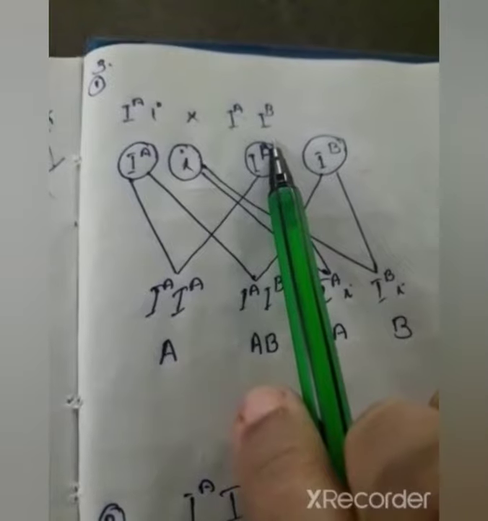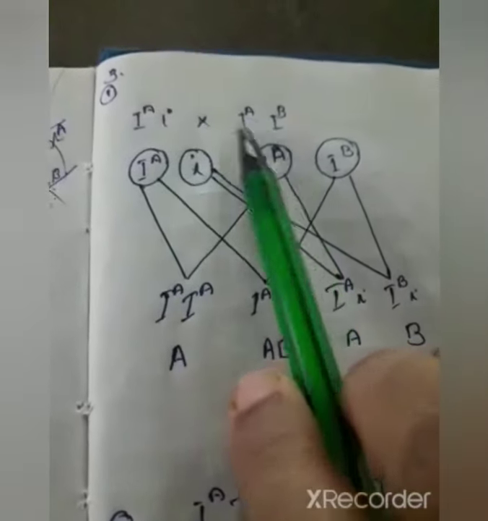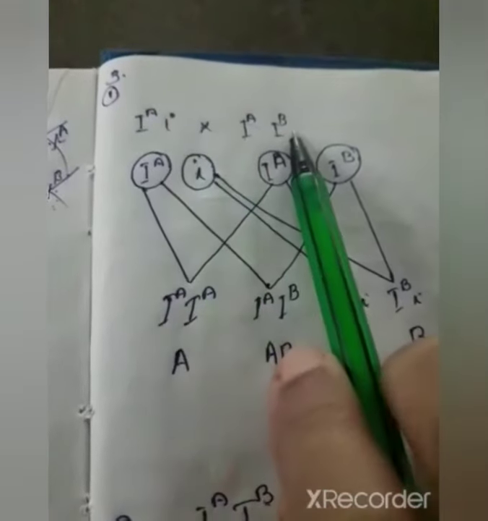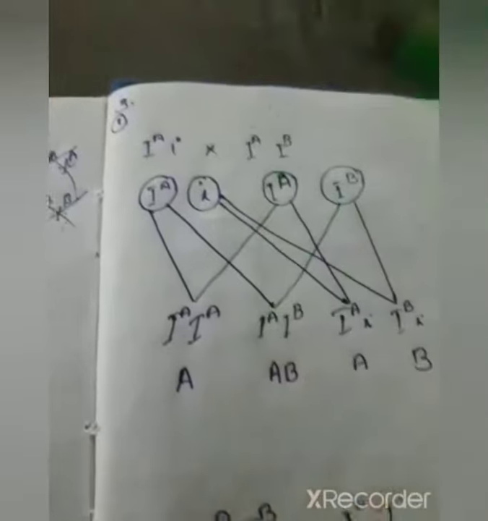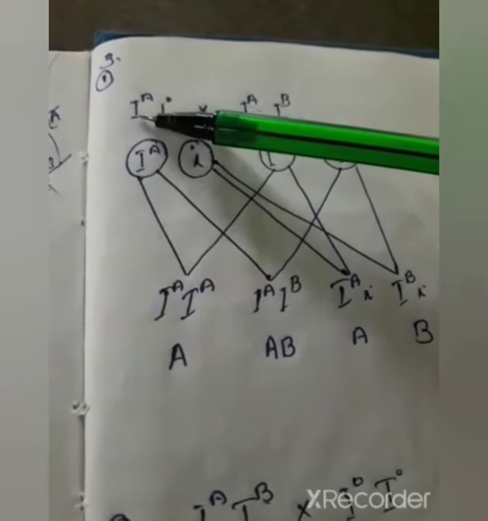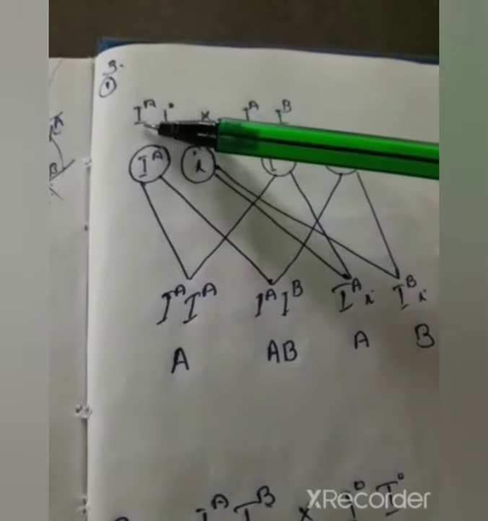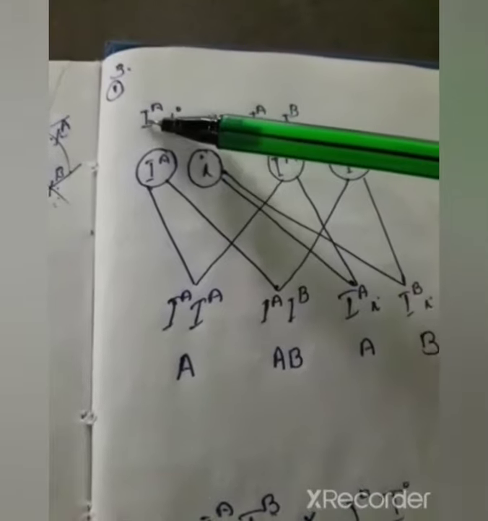Which offsprings are formed? This is our question. These parents are given in our question. Which offsprings are formed with the mating of these parents? First one is the IA. We study the law of segregation. During gamete formation, the alleles separate and segregate from each other.